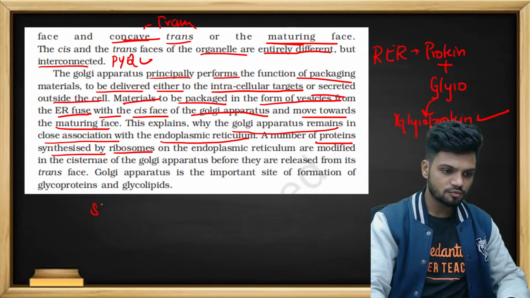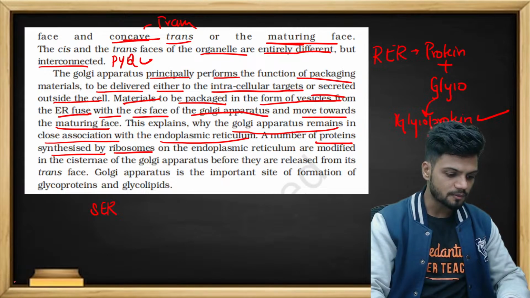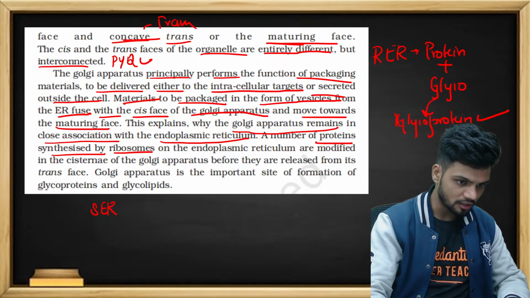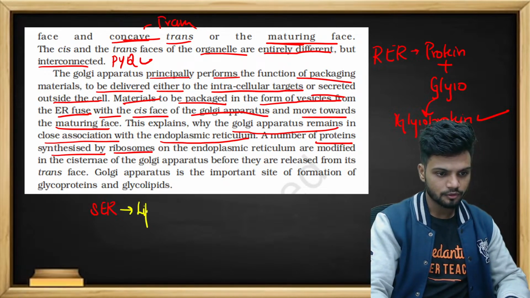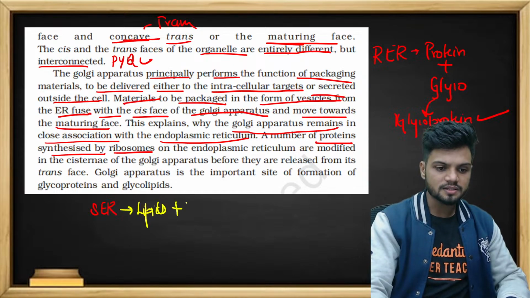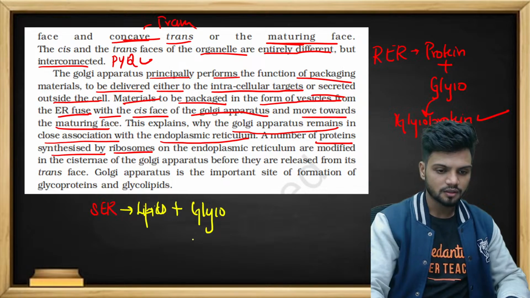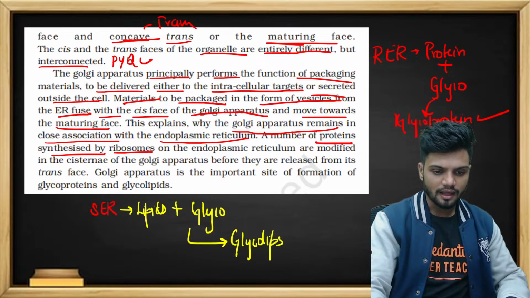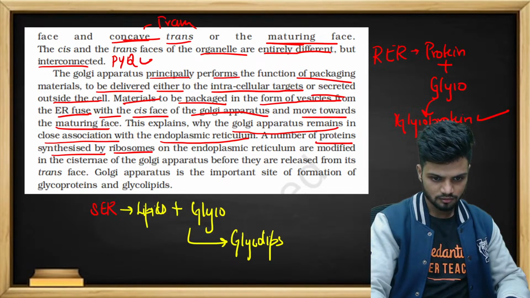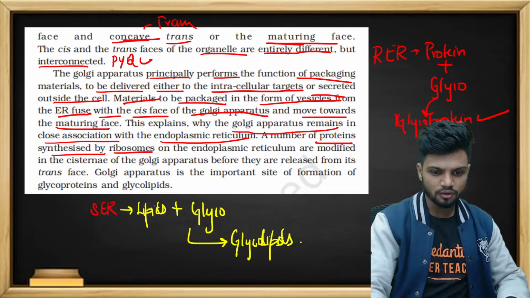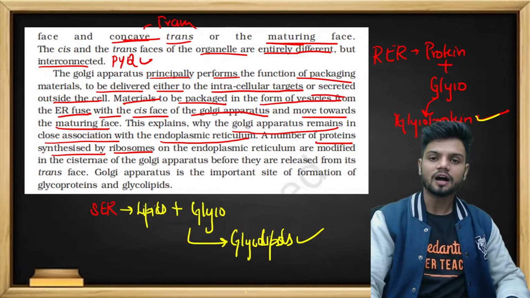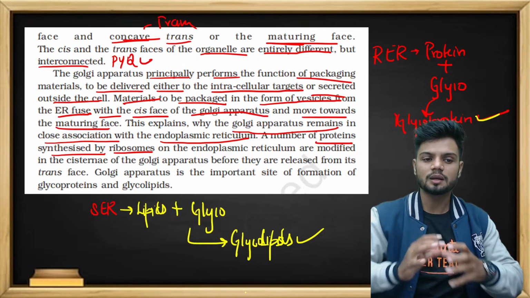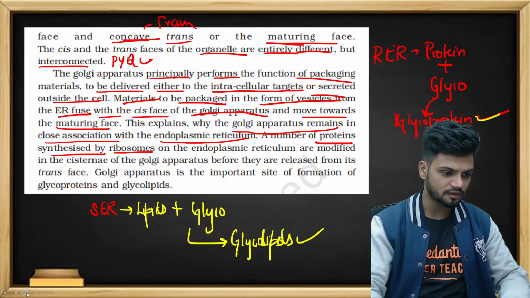For example, smooth endoplasmic reticulum is producing lipids. To these lipids, the Golgi complex is adding a glyco part, that is the carbohydrate part. So what do we get? We get glycolipids. So glycolipids and glycoproteins are the products of your Golgi complex. Why? They're packaging everything.